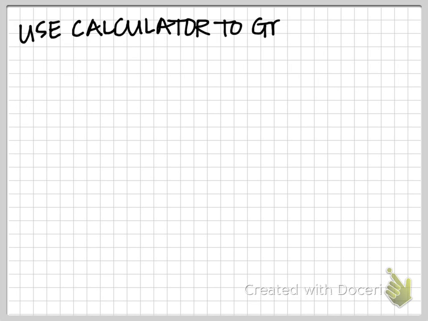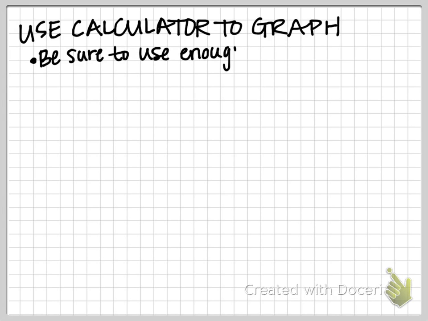Let's make sure that we use our calculator to graph and make sure that we're getting things right. We don't want to use our mental math and mess up and not be able to do this correctly. So when you put it in your calculator, you want to make sure that you use enough parentheses to get it right. So in example 2, it asks us to sketch a graph.